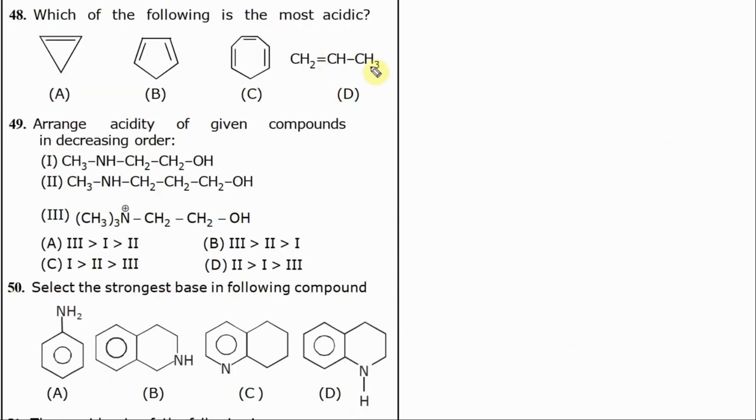Which of the following is most acidic? Extremely simple. Acidic means that in a carbon-hydrogen bond, when this bond breaks you get C minus and H plus. H plus means it is acidic. So that C minus must be stabilized. If the minus comes here, 2 plus 2 is 4, anti-aromatic. If the minus comes here, it is aromatic, very good for us. If the minus comes here, 8 electrons, anti-aromatic.